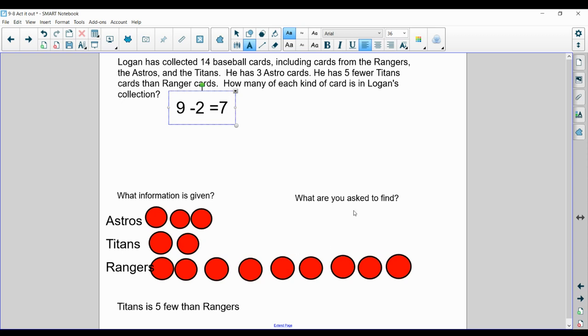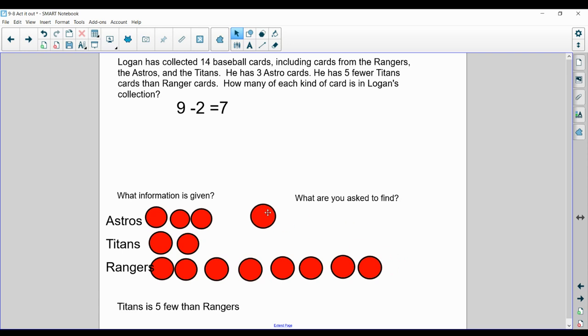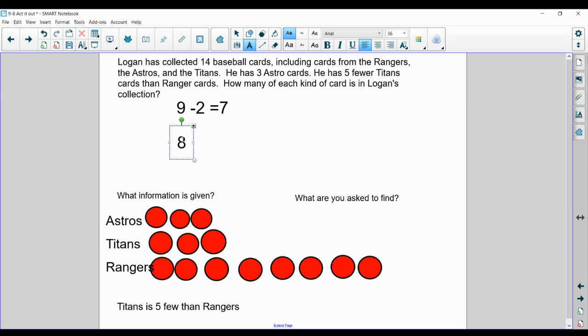That doesn't work. So I'm going to take one at a time, and I'm going to move it over. I'm going to take one of the Rangers, and I'm going to move it over here. So now my new sentence is, I took one away. That means I have 8 Rangers, and I have 3 Titans. 8 minus 3 equals 5.